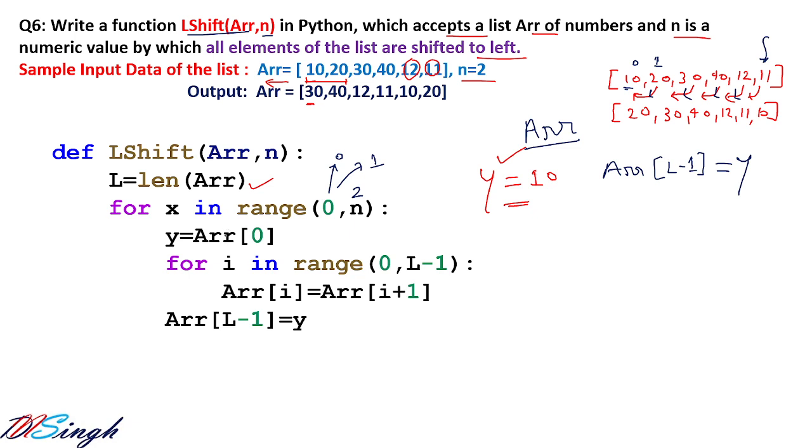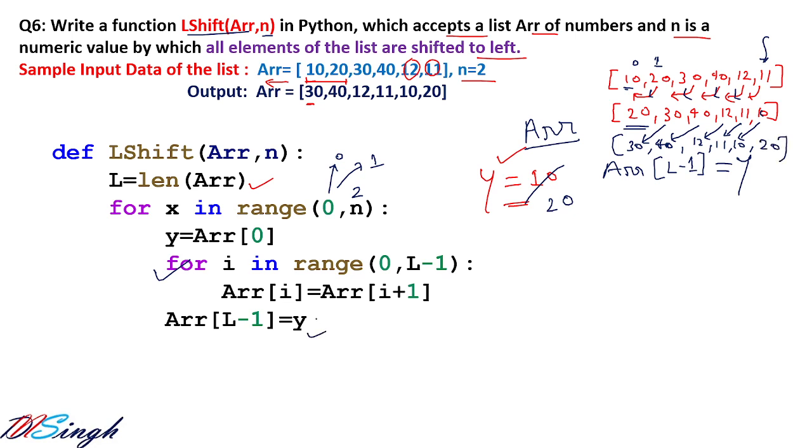20. So how will 20 come in y now? Because at index 0, what is present now? 20 is present at index 0. 10 has already been shifted to the last index. So now y will have 20. Again it will go for the inner loop. What will the inner loop do? The inner loop will shift 30, then 40, then 12, 11, 10, and what will happen at the last index? At the last index L minus 1, y will be placed. So what is the value of y? 20. 20 will be placed here.